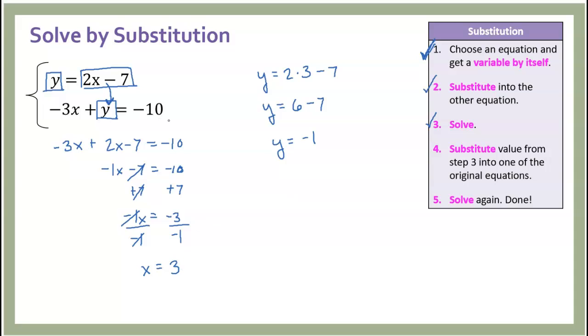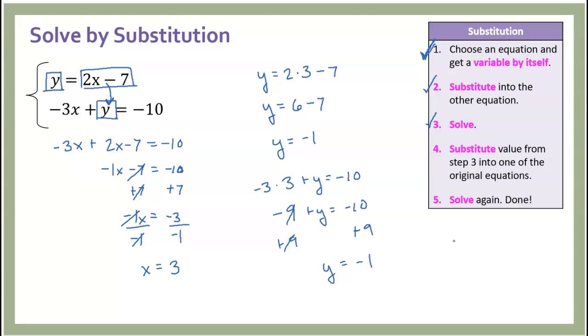Now you might ask, could we have used the other equation? Does it matter which one you choose? Let's try it. Let's just see what happens if we put x in the other equation. Negative 3 times x, which is 3, plus y equals negative 10. Simplify that. Negative 3 times 3 is negative 9, plus y equals negative 10. We'll add 9 to both sides to get y by itself. And look at that, we still get y equals negative 1. So we just showed that it doesn't matter which equation you choose. You could choose either one, and you should get the same answer.